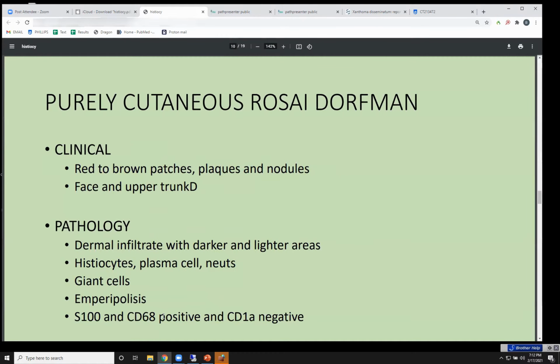The histology of purely cutaneous Rosai-Dorfman is different. This is a dermal infiltrate with darker and lighter areas. You see histiocytes, plasma cells, neutrophils, giant cells, and this phenomenon, emperipolesis, which is engulfment or phagocytosis of neutrophils or lymphocytes by some of the giant cells and histiocytes. Importantly, for staining, this is S100 positive and CD68 positive and CD1a negative, in contrast to Langerhans cell histiocytosis, which is CD1a positive. So that's that next group.